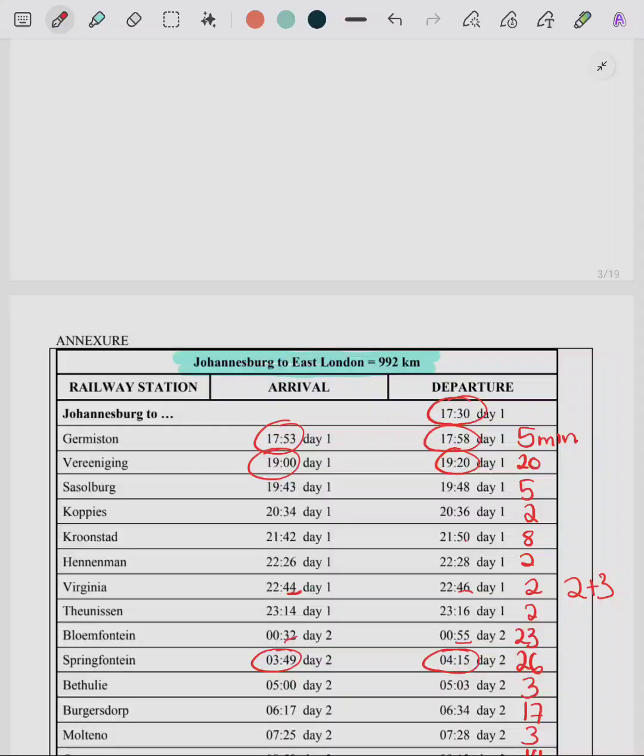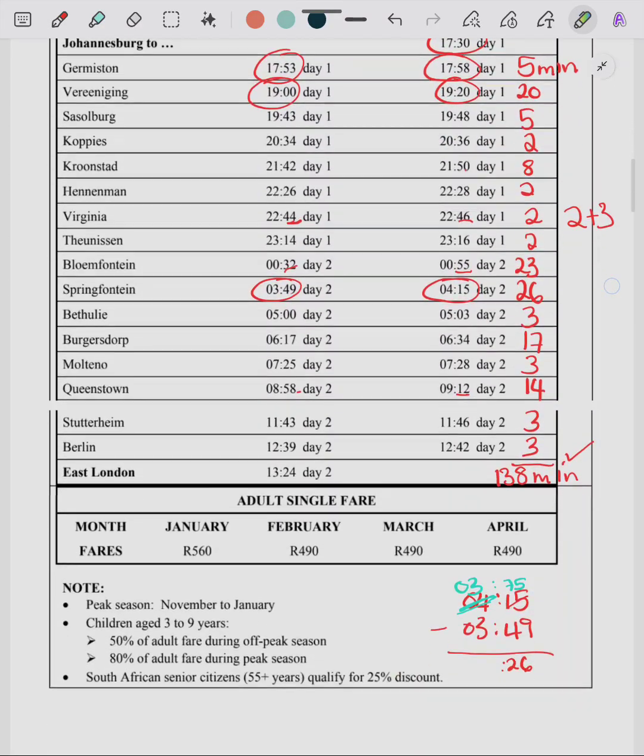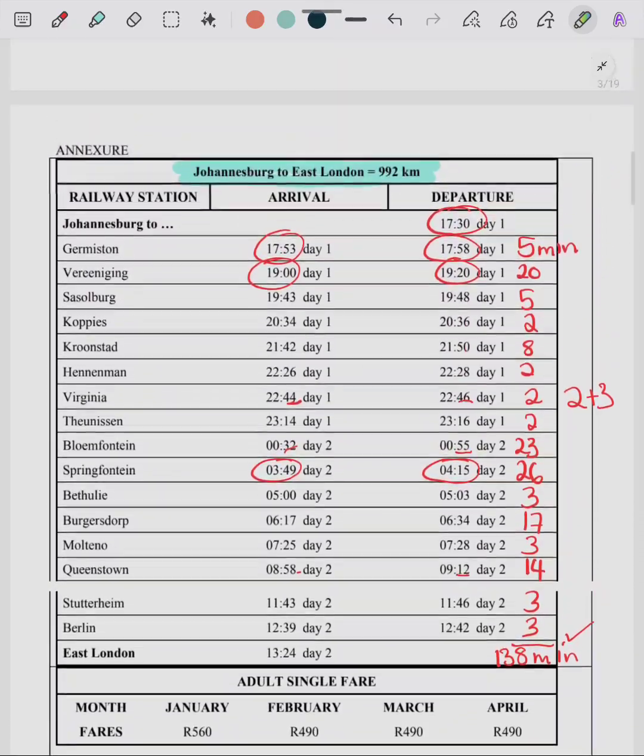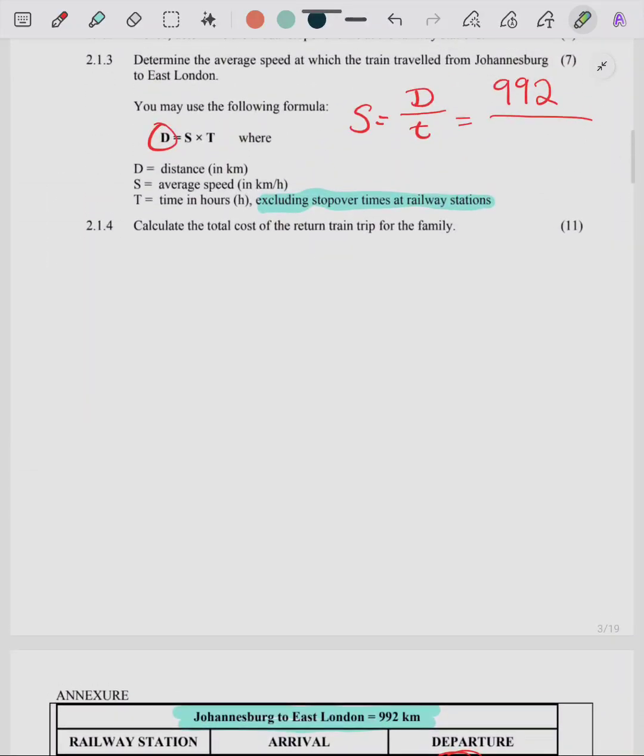And we know that they arrived at 13:24 on day 2. So how do we work out how much time has passed? Okay, well, let's see. You can count it. You can literally go and count how many hours, 17:30, 18:30, 19:30, and count your way up. Or we can do a bit of a subtraction.